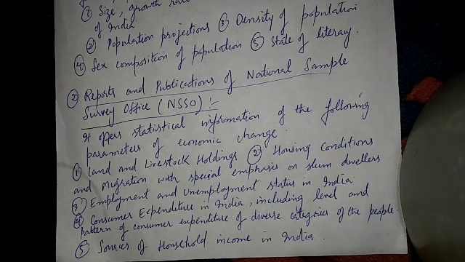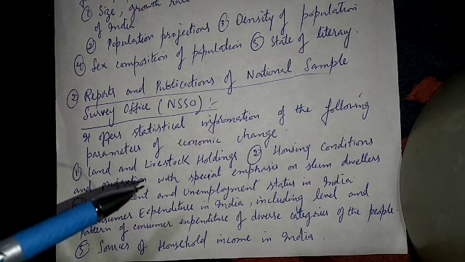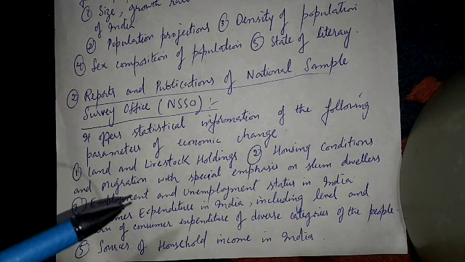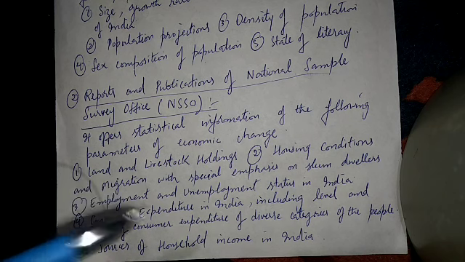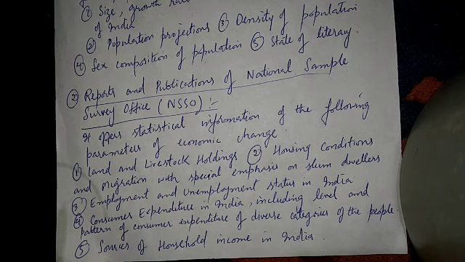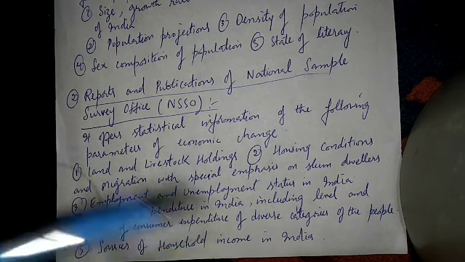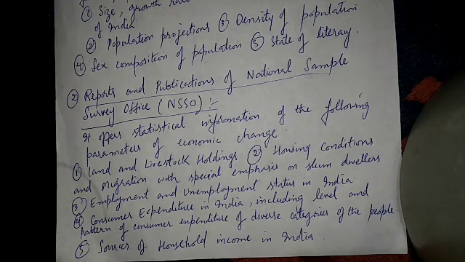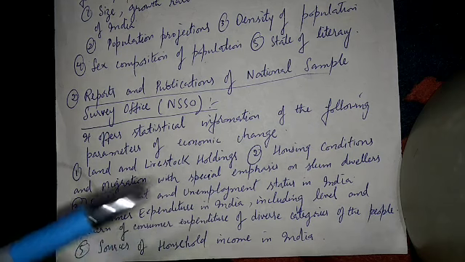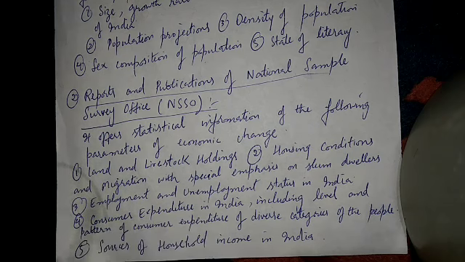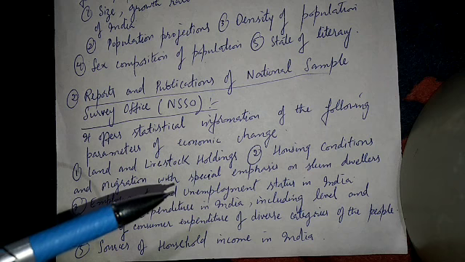NSSO provides periodic estimates of literacy, school enrollment, utilization of educational services, employment, unemployment, manufacturing, and service sector enterprises, morbidity, maternity, child care, utilization of the public distribution system, etc.